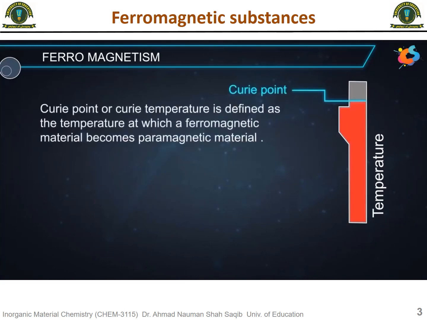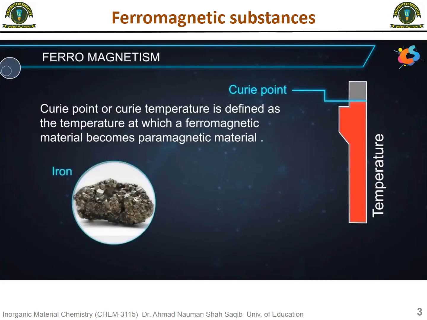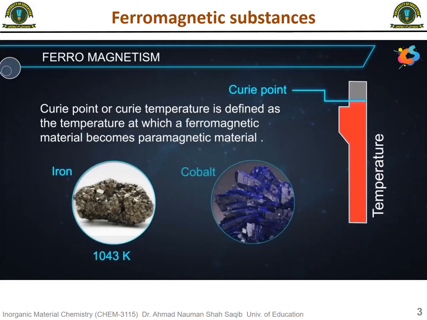Curie Point or Curie temperature is defined as the temperature at which a ferromagnetic material becomes a paramagnetic material. The Curie temperature of iron is 1043 Kelvin and for cobalt it is 1394 Kelvin.